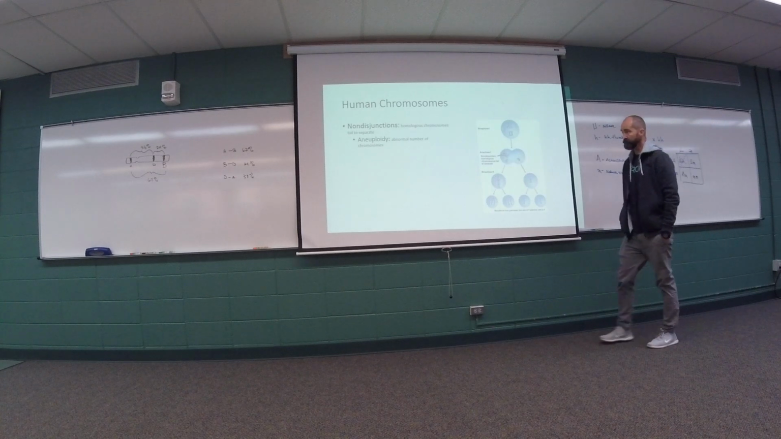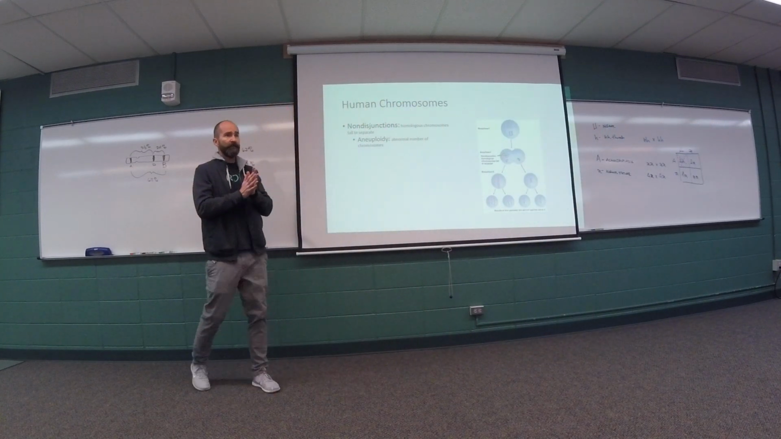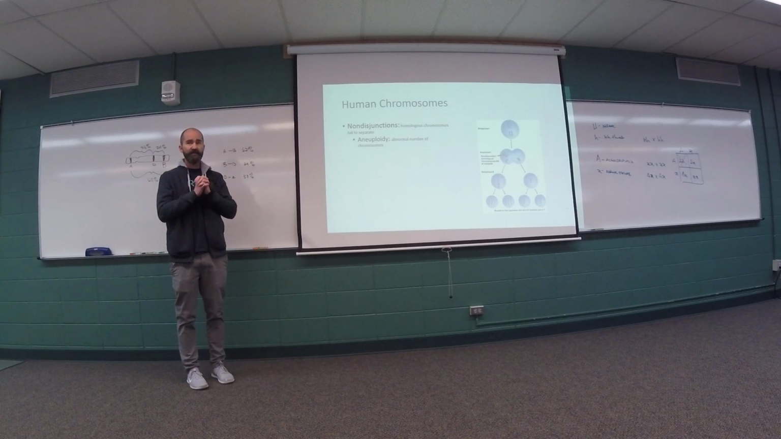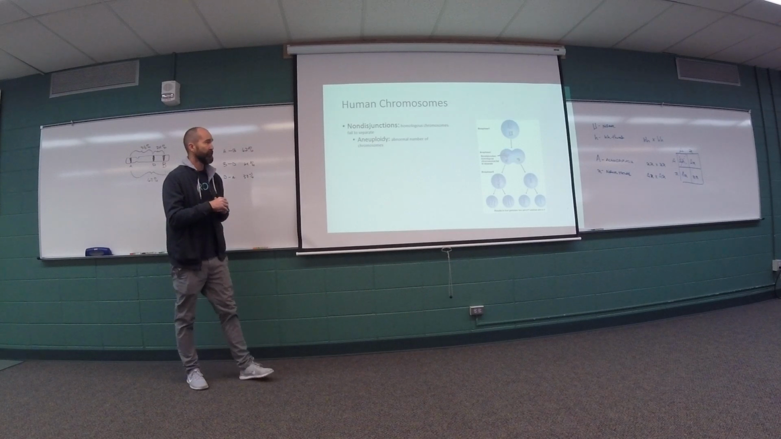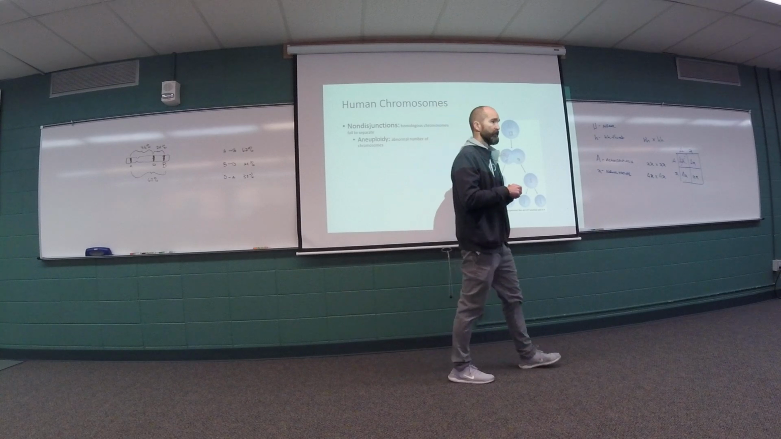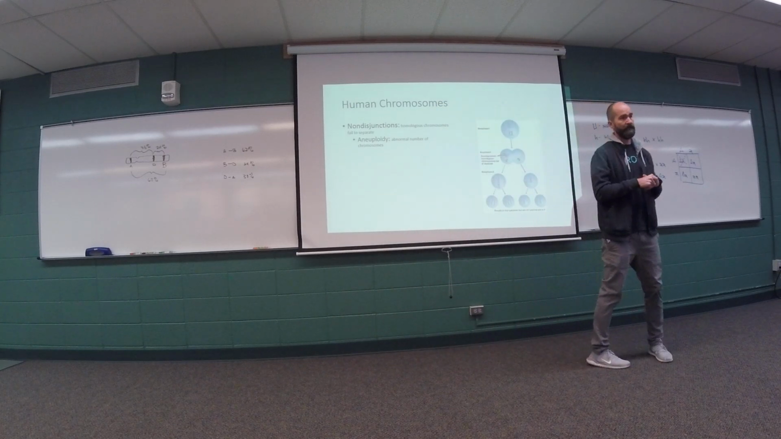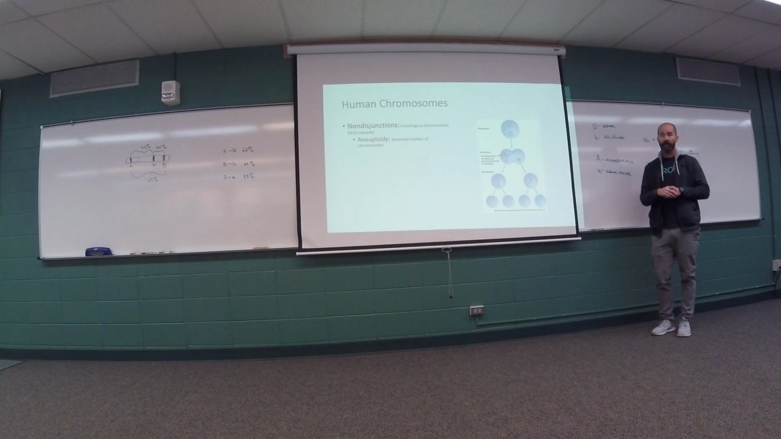Okay. What's interesting is that sometimes malfunctions can occur in meiosis, where chromosomes don't segregate correctly. And that's called a non-disjunction event. A cell that ends up with an odd number of chromosomes is called aneuploidic. Or an aneuploidy is a cell with an odd number of chromosomes.